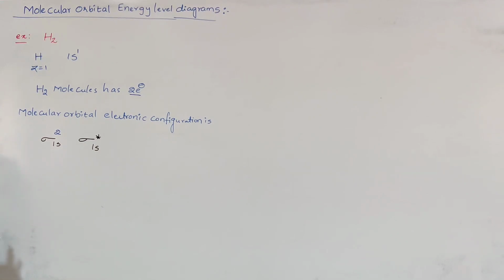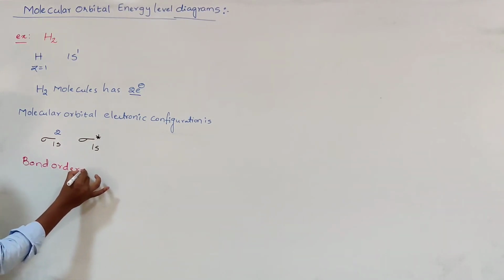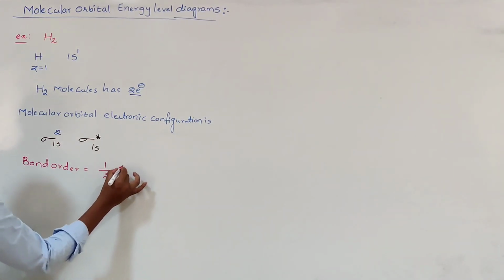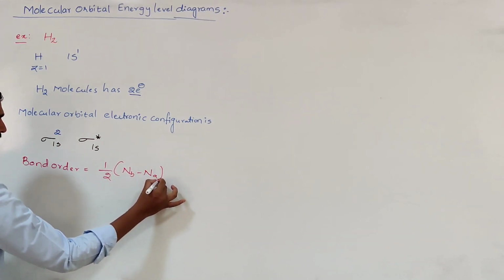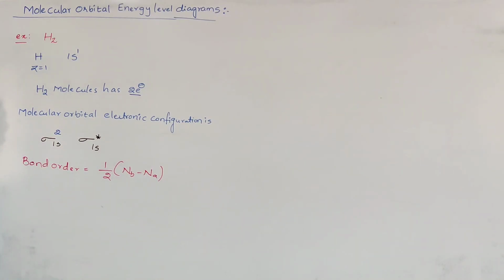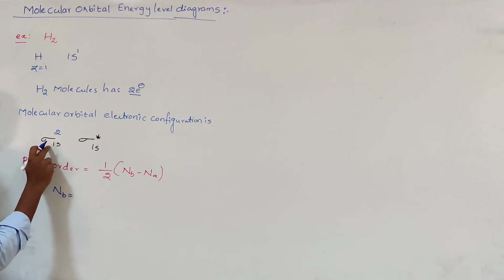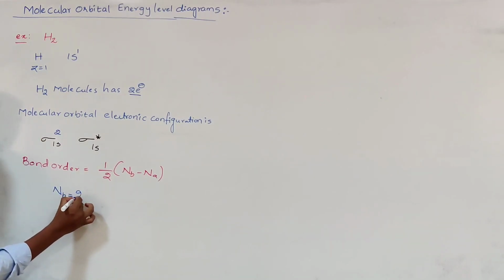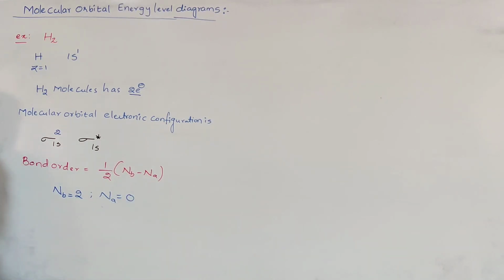And you can also predict the bond order. So the bond order, you know very well, the formula is 1 by 2 into Nb minus Na. Nb is the number of electrons in bonding molecular orbitals. Na means the number of electrons in anti-bonding molecular orbitals. So the number of electrons in bonding molecular orbitals are how many? Bonding means without star. What is that here? 2. Whereas the number of electrons in anti-bonding molecular orbitals are 0.